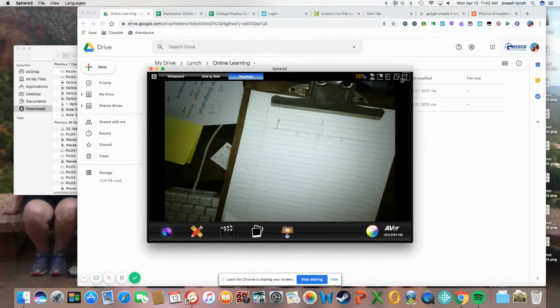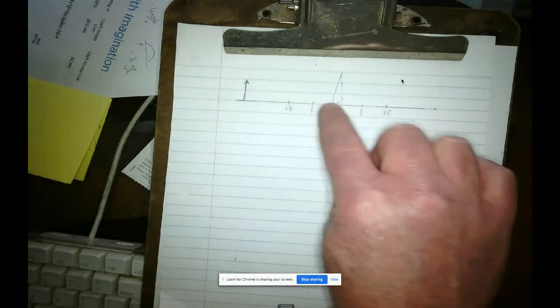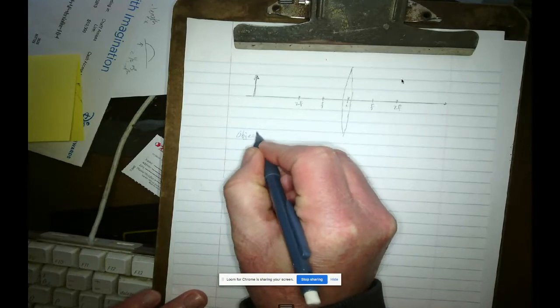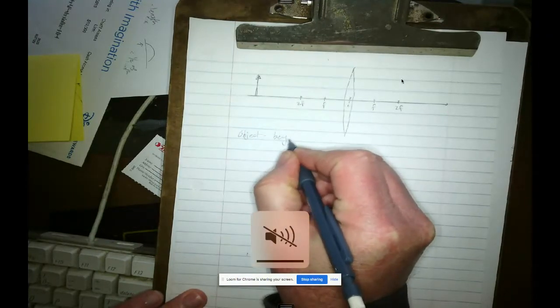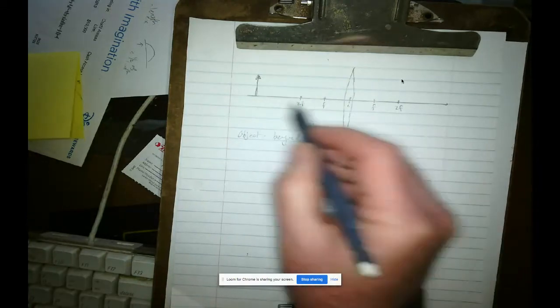All right, I've drawn a converging or convex lens here, an object over here, there's the focus, and there's 2F. I mentioned briefly that 2F and F are going to be turning points, and that's what we're going to be talking about today. So right now, the object is beyond 2F, away from the lens.